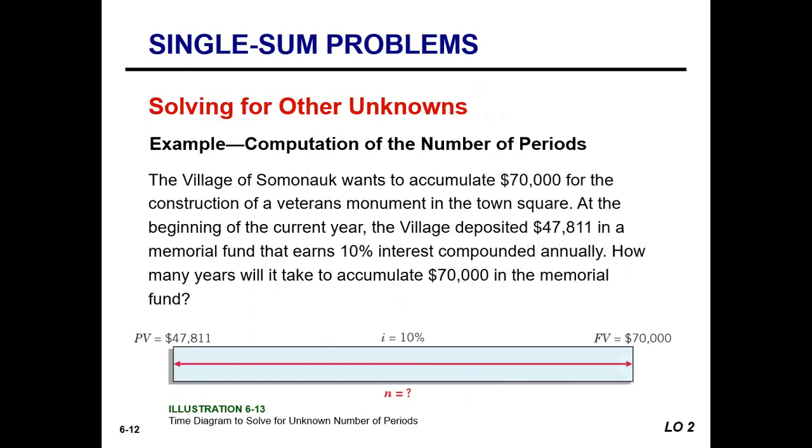All right, again, I mentioned this earlier. We can compute other unknown variables like the number of periods or the interest rate if we don't know that. So here's a couple examples of that. It says the village of Somonauk wants to accumulate 70,000 for the construction of a veterans monument in the town square. At the beginning of the current year, the village deposits $47,811 in a memorial fund that earns 10% interest compounded annually. How many years will it take to accumulate 70,000 in the memorial fund?